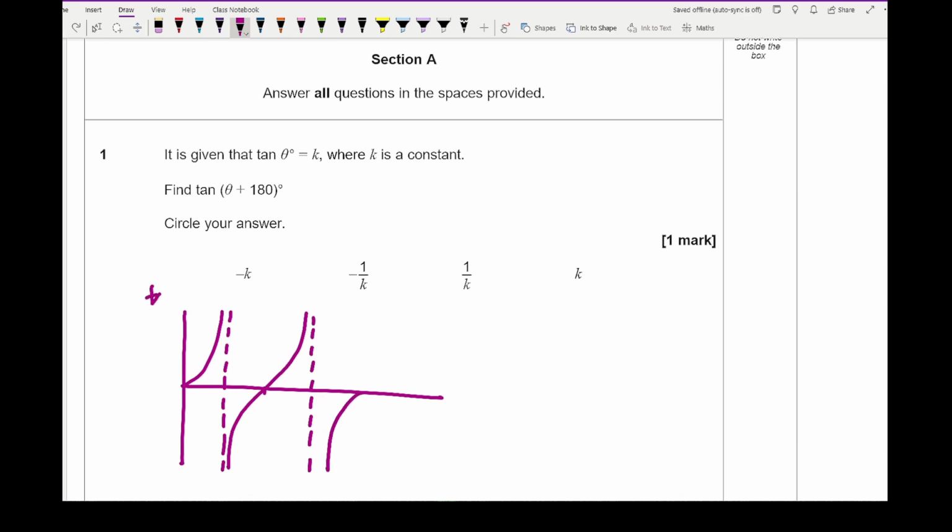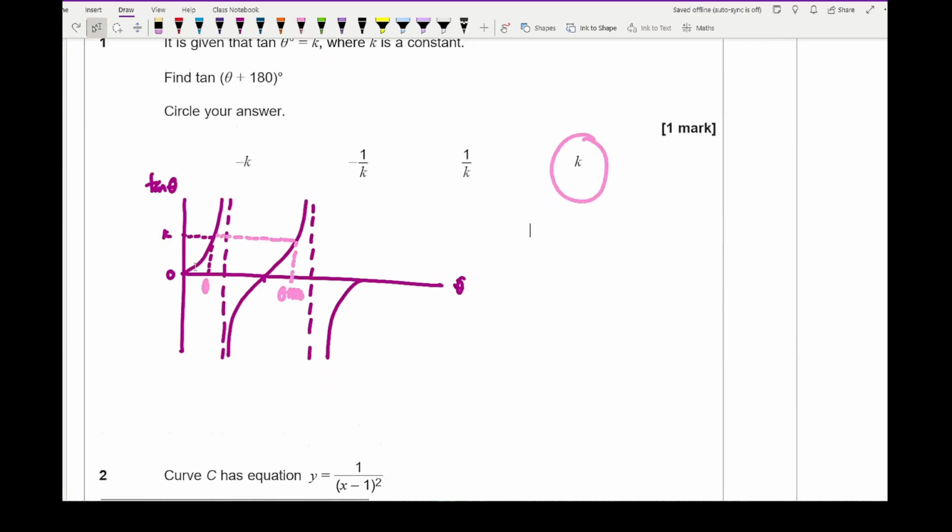Now this is tan theta, this is theta. If we imagine that k is here, which would be our first value, then plus 180 to that, or theta plus 180, is going to be at this region here. So that's also going to be at k. This is theta and this is theta plus 180, and as you can see, the k value is the same, so the option we need to circle is the fourth option.